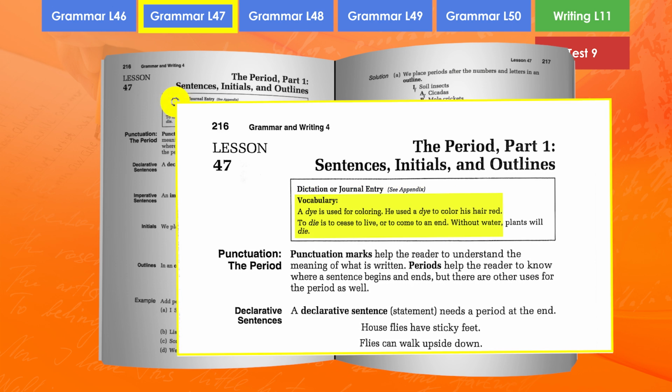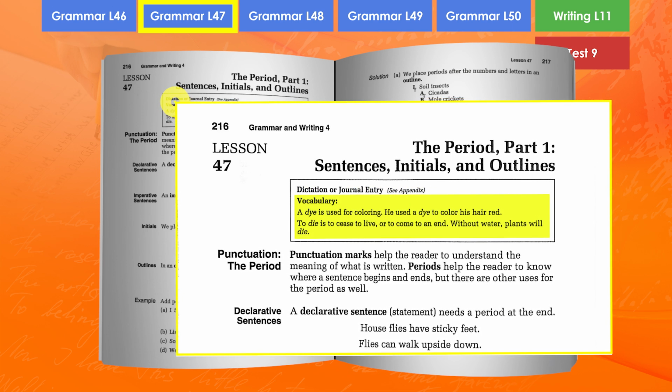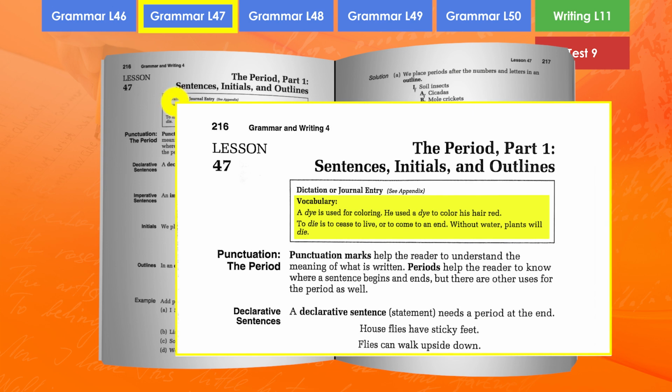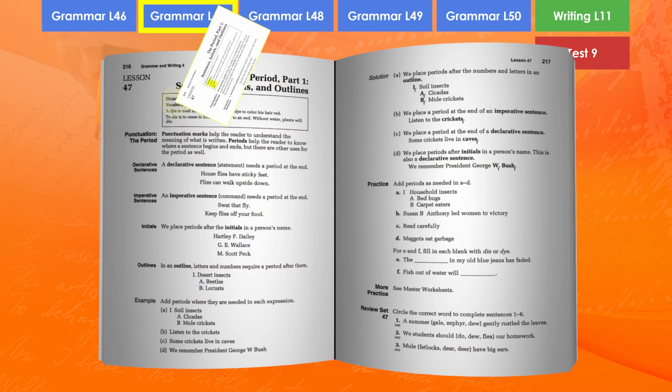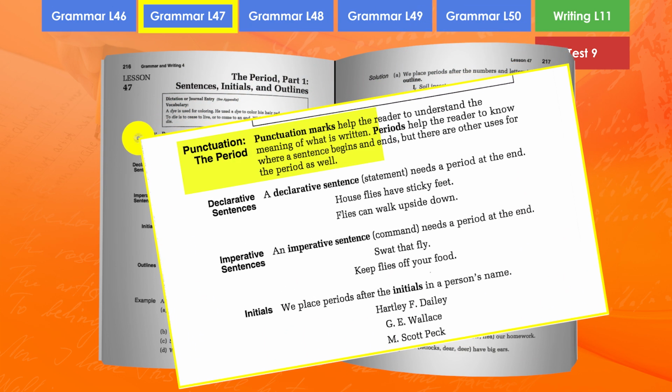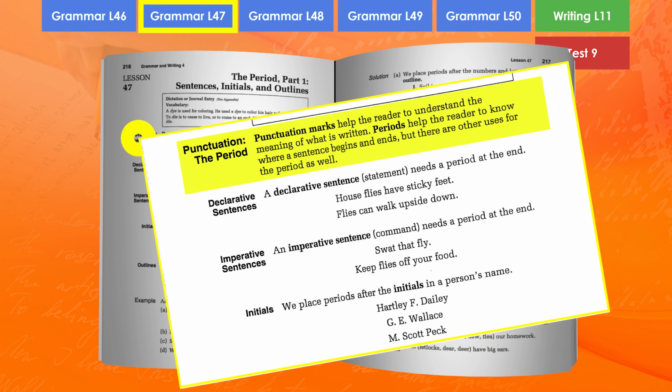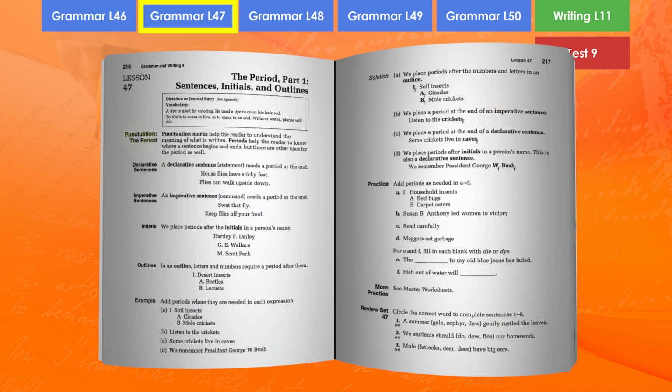After journaling, talk about the 2 new vocabulary words, which are homophones, die, D-Y-E, and die, D-I-E. Then discuss the lesson about the period, such as where it belongs in sentences, initials, and outlines. Then complete the practice problems together. After this, the student works on the review set independently.